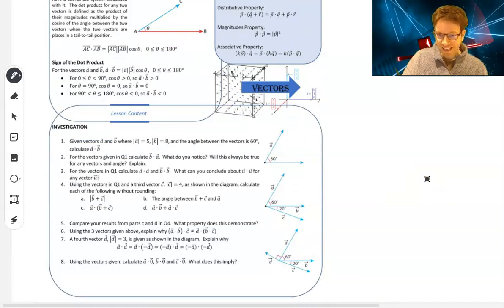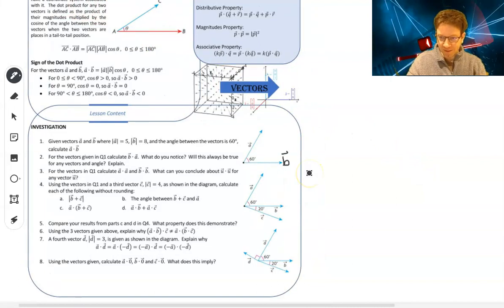So in our investigation, the first step is, let's say we have these two vectors, A and B. It's not labeled, but B. Where the magnitude of A is 5, the magnitude of B is 8, and the angle between them is 60 degrees. So I'm going to give you a minute, and I want you to calculate the dot product of A and B using this formula that I gave you above.